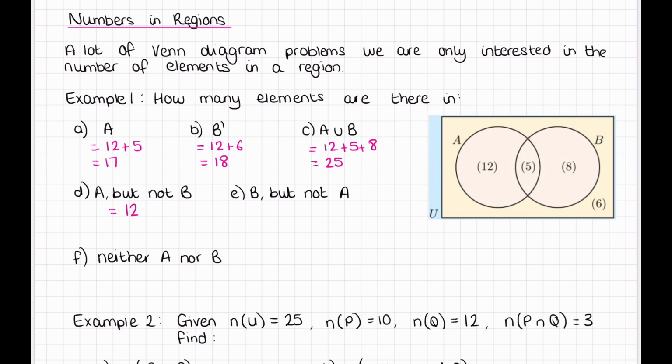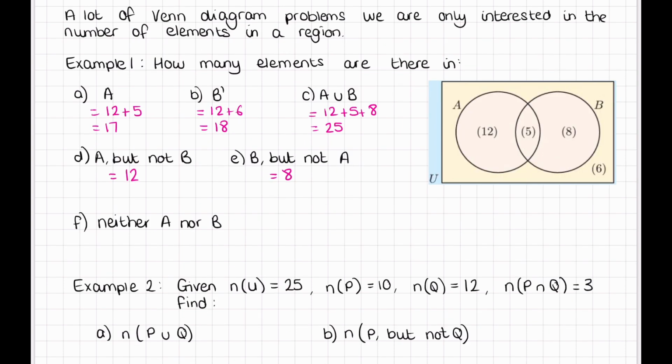B but not A would be everything that's just in B, which would be 8. Neither A nor B, so it can't be an A or B, which means it has to be the number on the outside, which is 6.